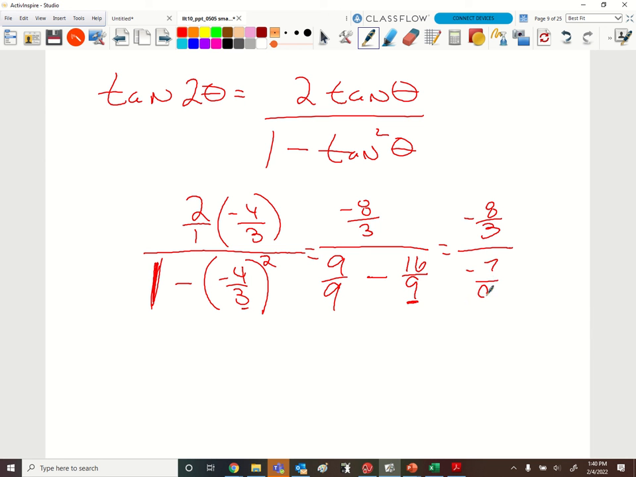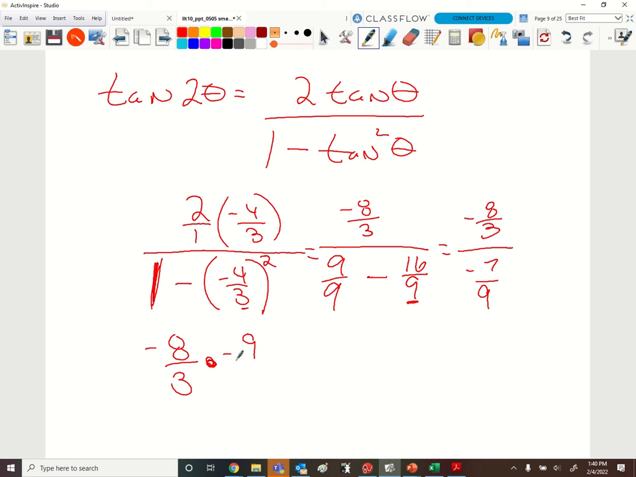7 over 9. But wait, there's more. Someone tell me what's wrong here. Fraction over fraction, right? So that means I'm going to multiply by the reciprocal. There we go. So I get negative 8 over 3 times the reciprocal. What's the reciprocal going to be?